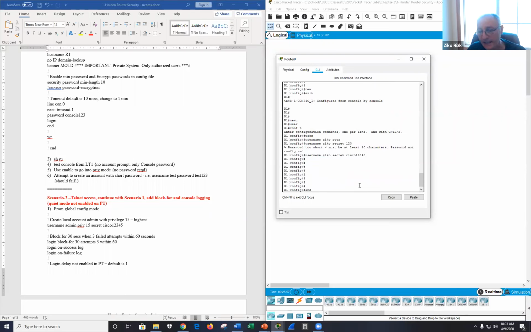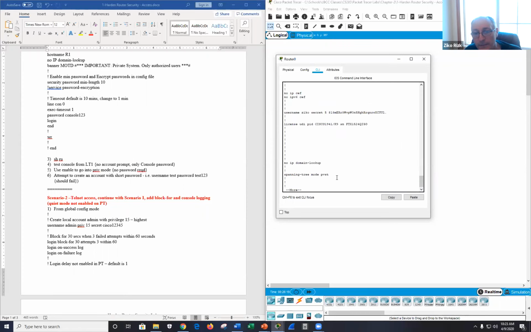So I just created an account and I used secret. And secret will always encrypt. So you don't have to rely on the service password encryption to encrypt any password you create with secret. And it is also a much better encryption. And now if I was to do show run and find Cisco, you can see it's already encrypted even though I don't have this service password encryption turned on.